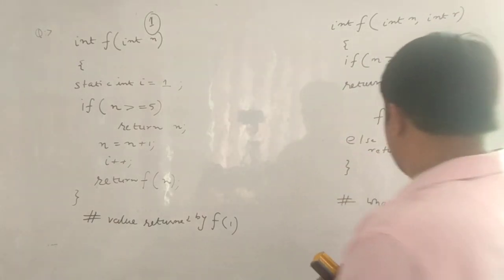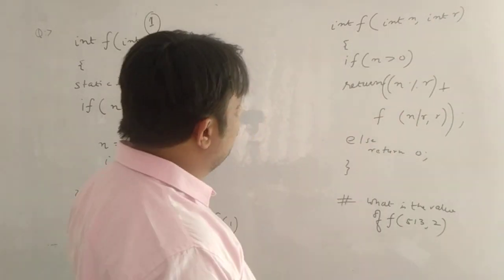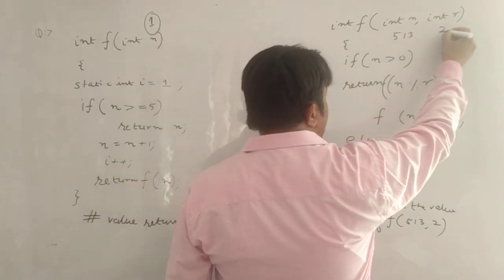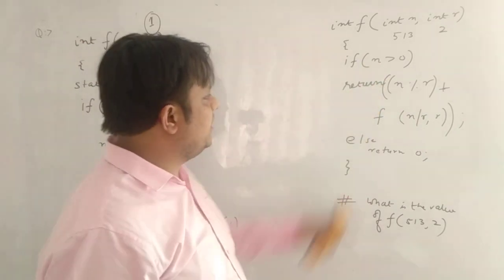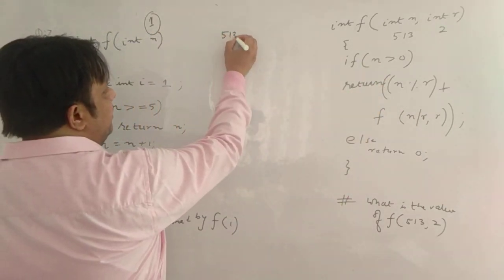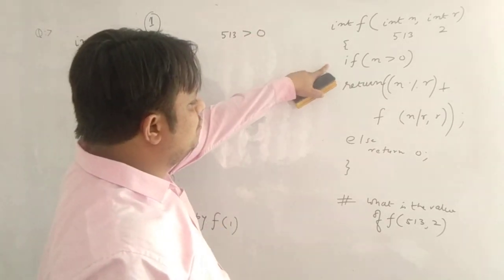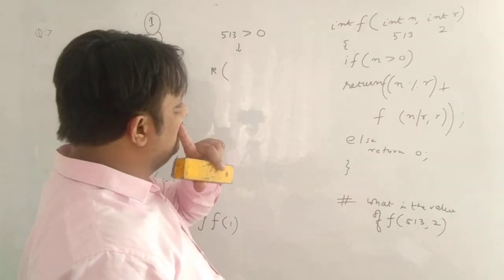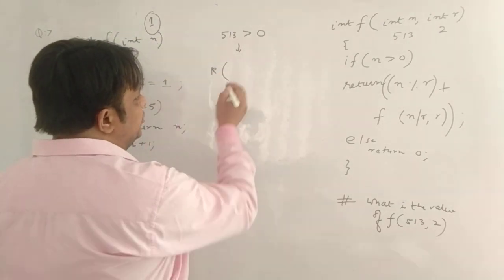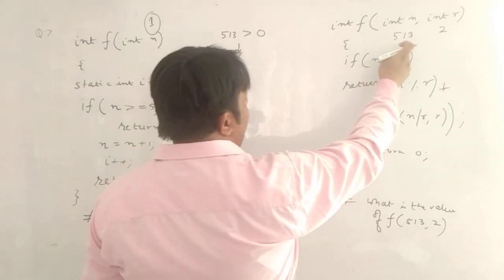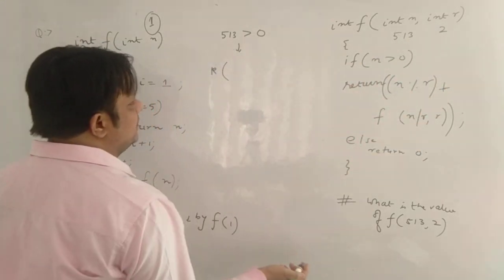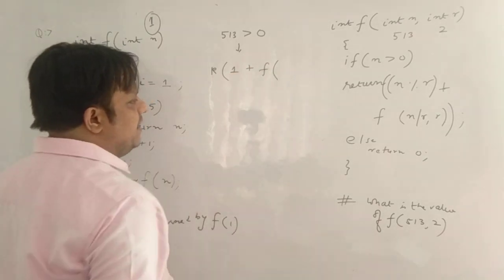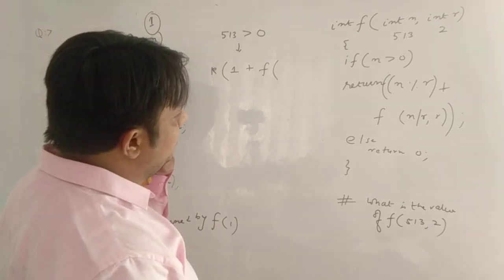Here it is saying that you have to find out the value of f(513, 2). So here the value of n is 513 and the value of r is 2, right? So is 513 greater than 0? Your condition is true. When the condition is true, what is it doing? It is returning n modulus r. So 513 modulus 2 is 1, because when you divide 513 by 2, the remainder is 1. So it is returning 1 plus function of n divided by r. So what is 513 divided by 2?